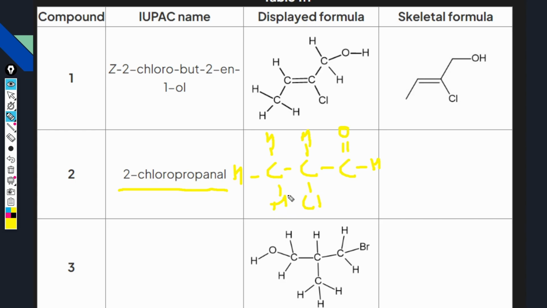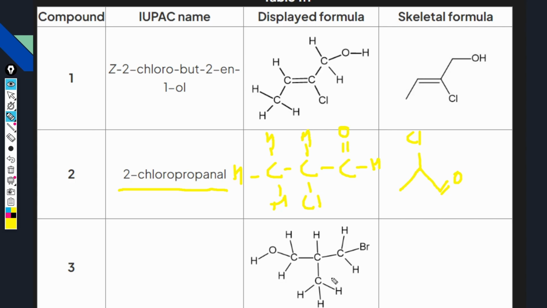And if you want, you can draw the skeletal formula. This would just be the 1 carbon here, 2 carbon here, 3 carbon over here. You have a chlorine over here, and we would have a double bond oxygen over there.